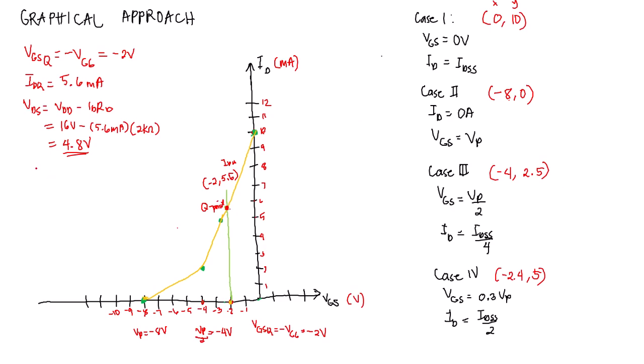Our VD, again, is equal to the VDS, 4.8 volts, and VG is equal to the VGS, which is equal to negative 2 volts. And of course, VS will still be the same, equal to 0 volts. So that's it for the fixed bias configuration of FET, both the mathematical approach and the graphical approach.